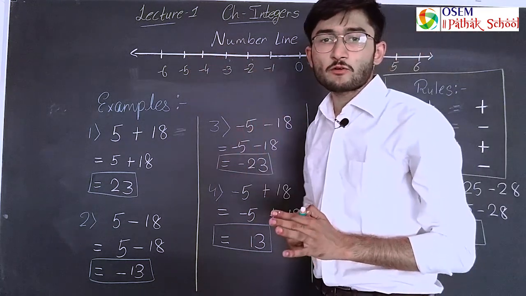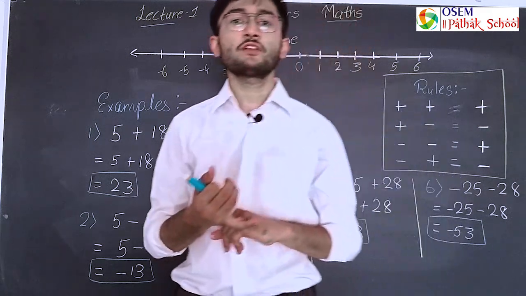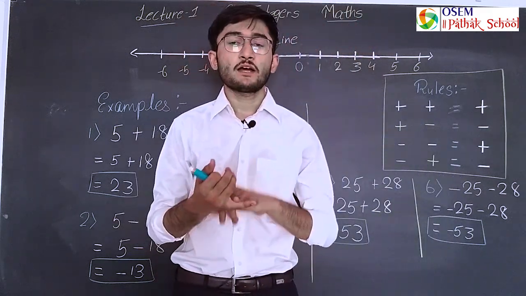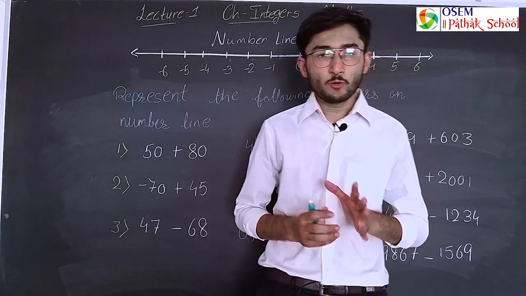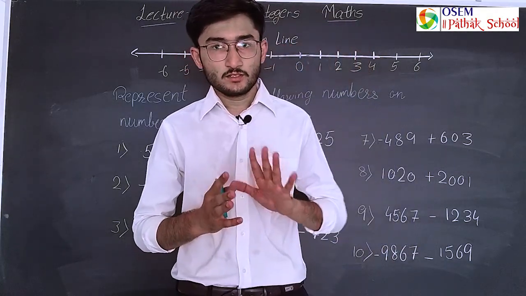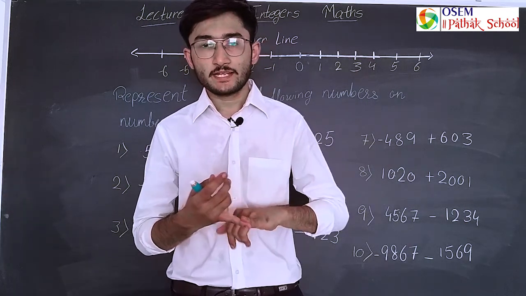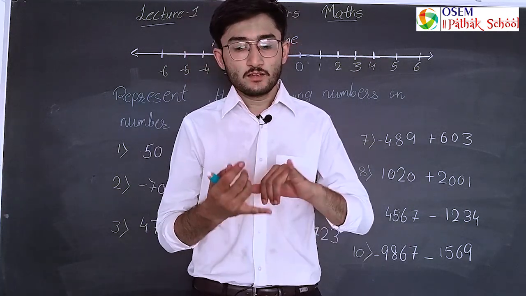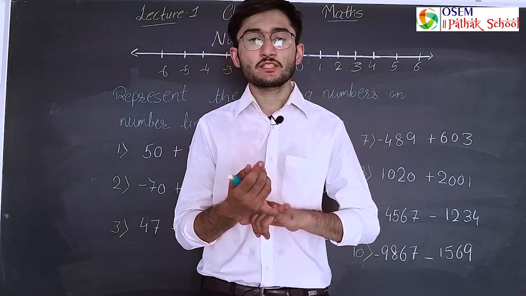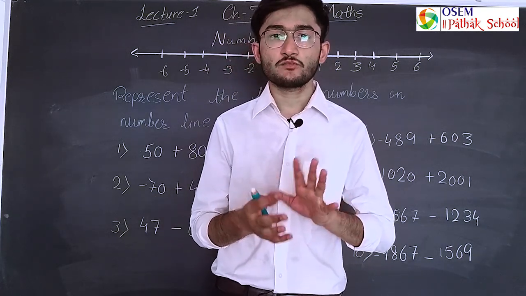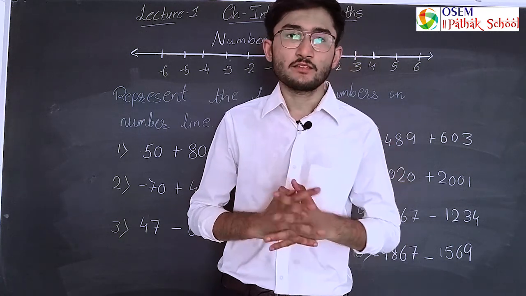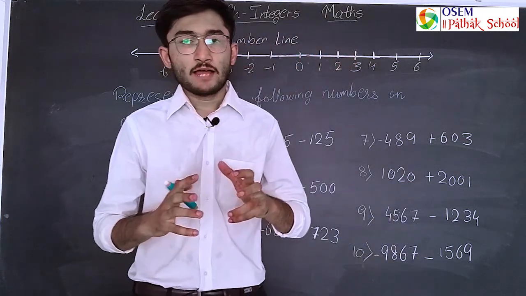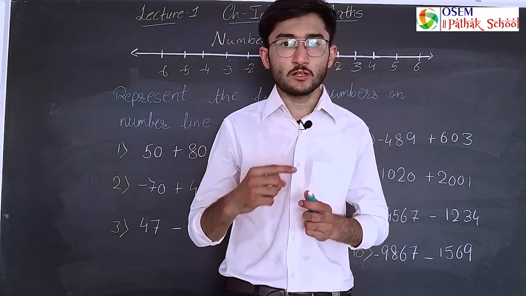So this was about addition and subtraction of positive integers with negative integers. Students, I hope you have understood positive and negative integers, addition of a positive integer with a negative integer, and the subtraction of it. So as you are all clear with these things, right? Yes, that's good. Now I will give you a few examples to solve.